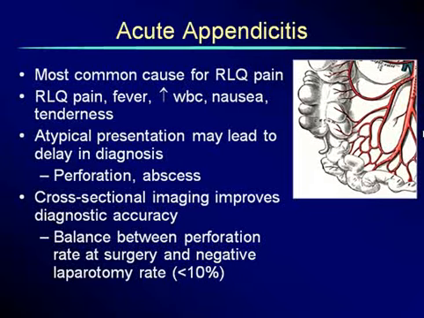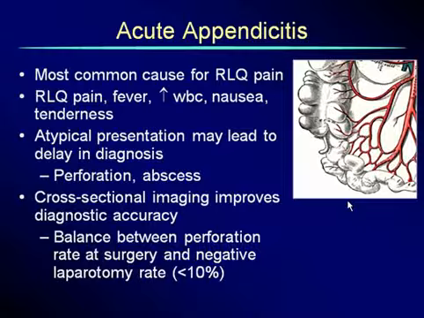Acute appendicitis, let's start with that. This is the most common cause for right lower quadrant pain. We have pain, fever, elevated white count, nausea, tenderness. When the presentations are atypical, this could lead to a delay in diagnosis, and this is a fear of a lot of clinicians. They do not want to see a perforation or an abscess. They know that this prolongs the course, increases the complications, so they want an early diagnosis.